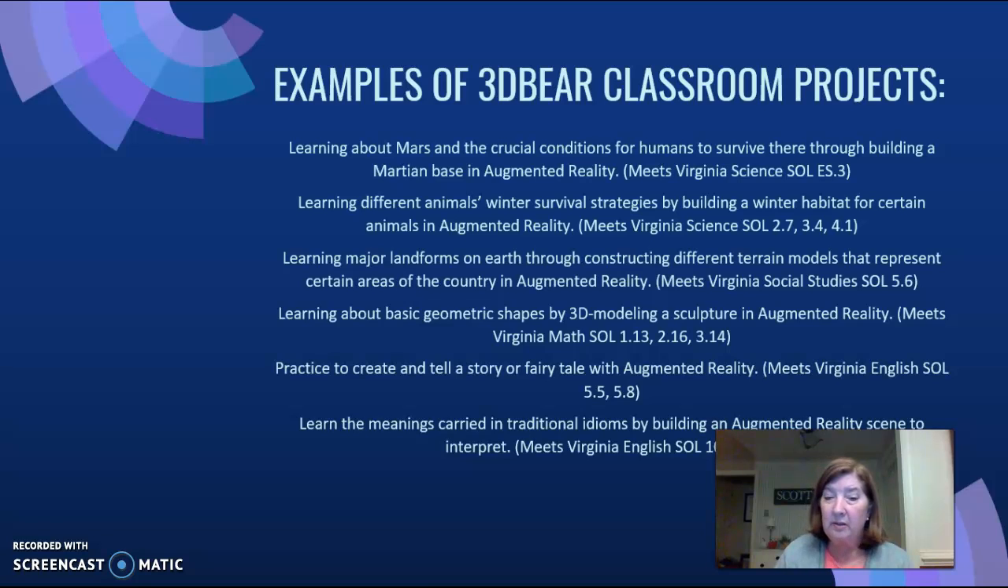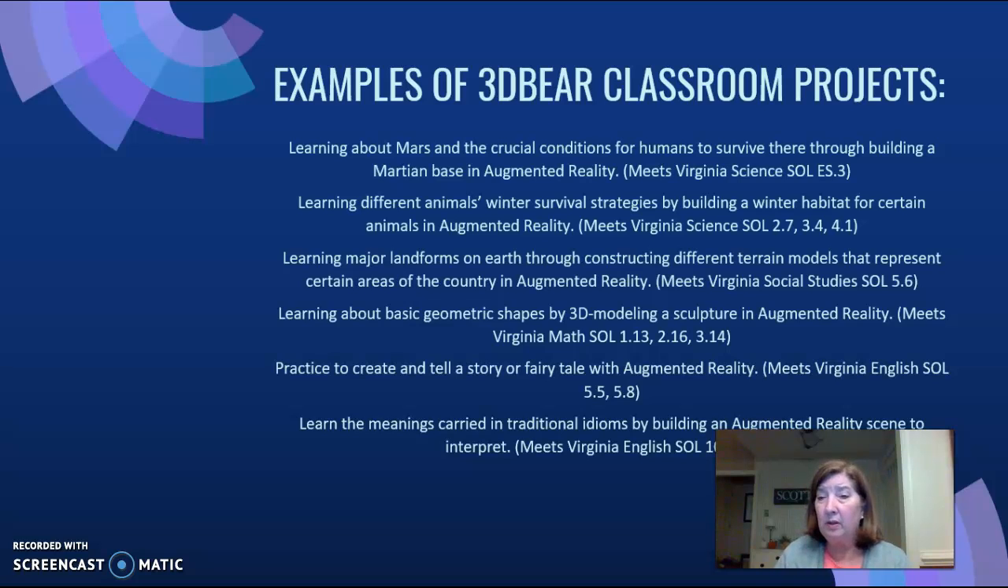And then another project could be learning about basic geometric shapes by 3D modeling a sculpture in augmented reality. And this could meet the Virginia Math Standard of Learning for first grade, second grade, and third grade. Another project would be to create and tell a story or a fairy tale with augmented reality. And this would meet the standard of learning for English in 5.5 and 5.8.